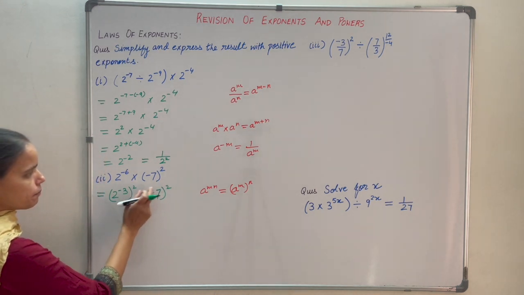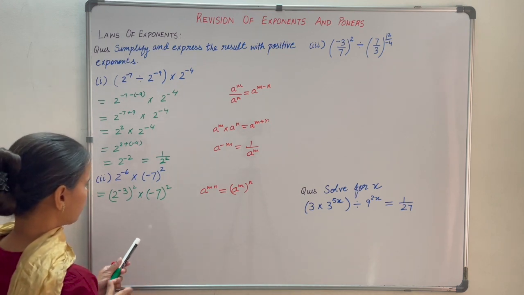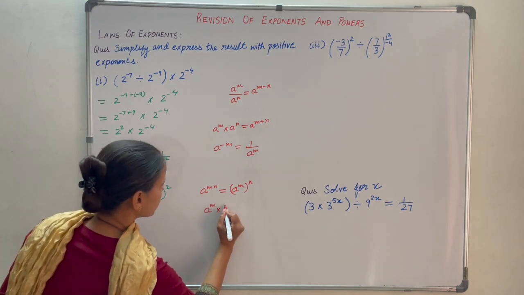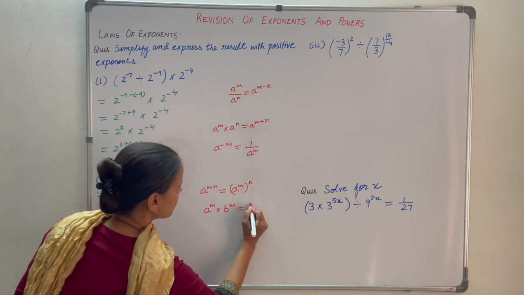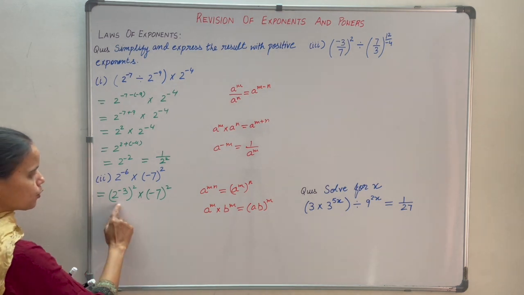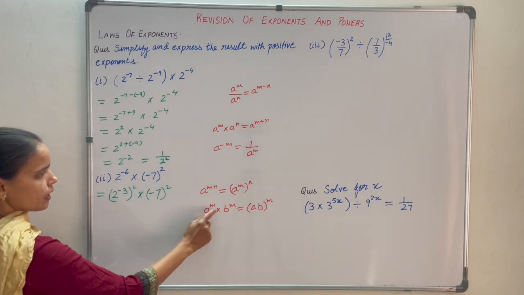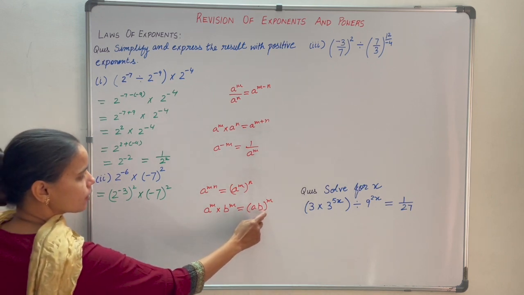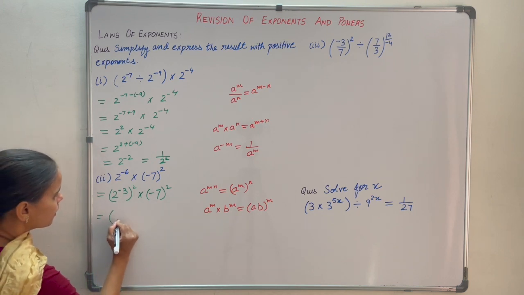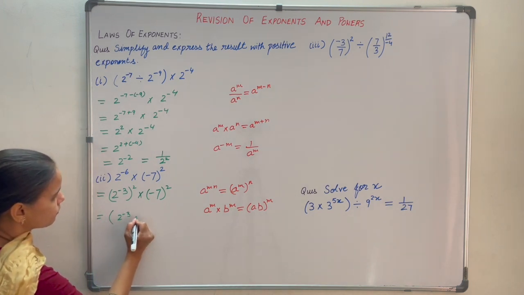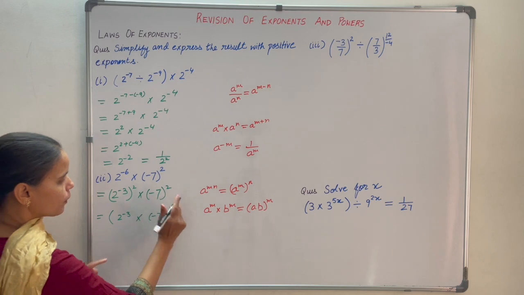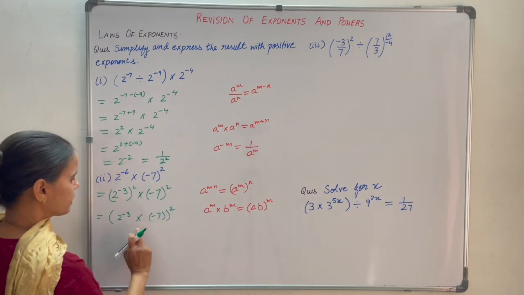Now here the bases are different, powers are same. So now I am going to use this law here: a raised to the power m into b raised to the power m is equal to a into b, whole raised to the power m. So here a is 2 raised to the power minus 3, b is minus 7 and m is 2. So ab whole raised to the power m. I am going to rewrite like this. So that is equal to 2 raised to the power minus 3 into minus 7, this whole raised to the power 2. So I have rewritten like this.